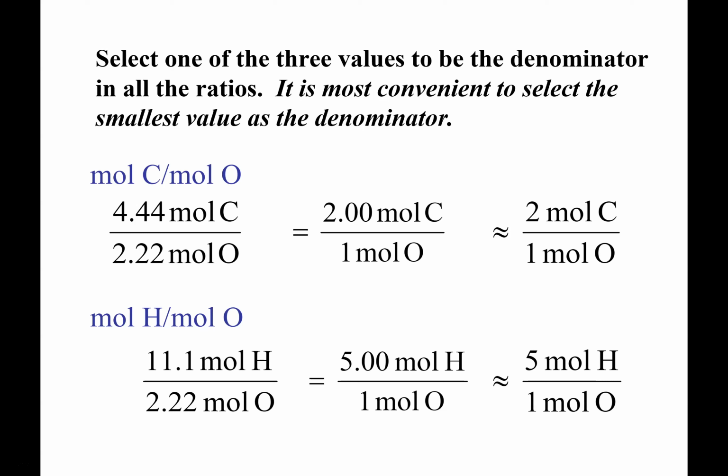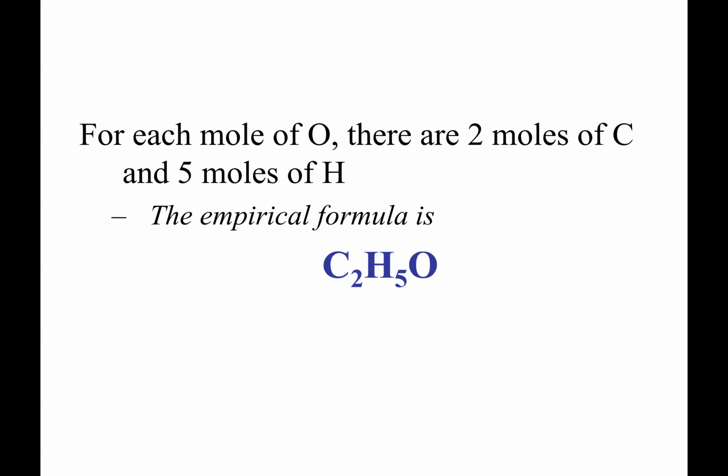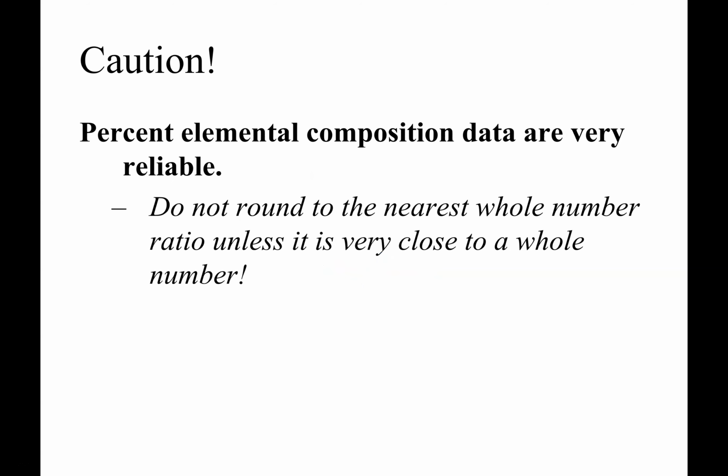I have a couple other twists, and I know you get tired of hearing them. Okay, so the empirical formula is C2H5O1. All right, here's my caution. This is about the rounding, and I'm going to show you why you don't round. Just be careful.